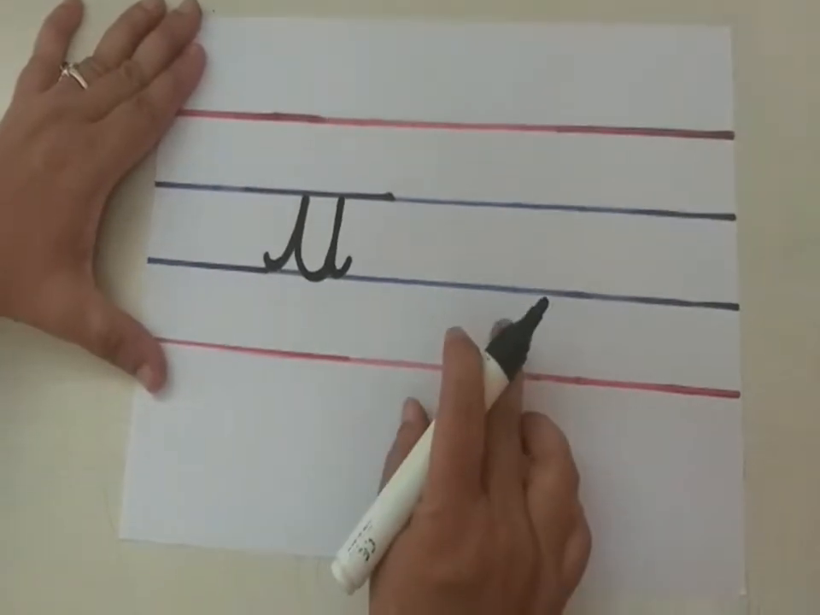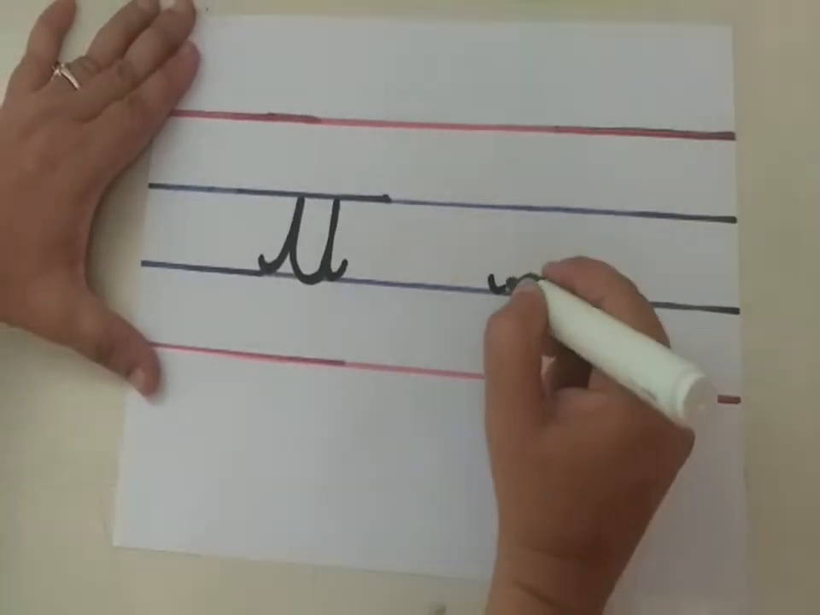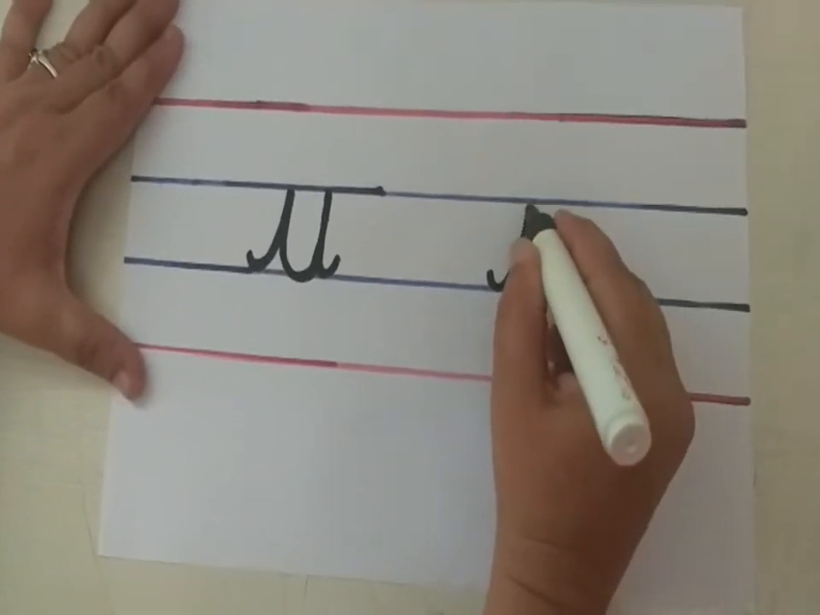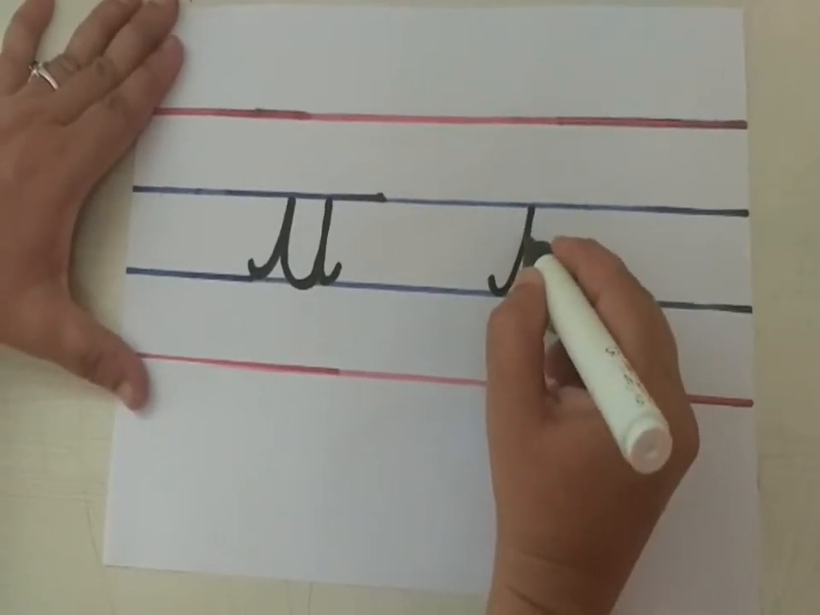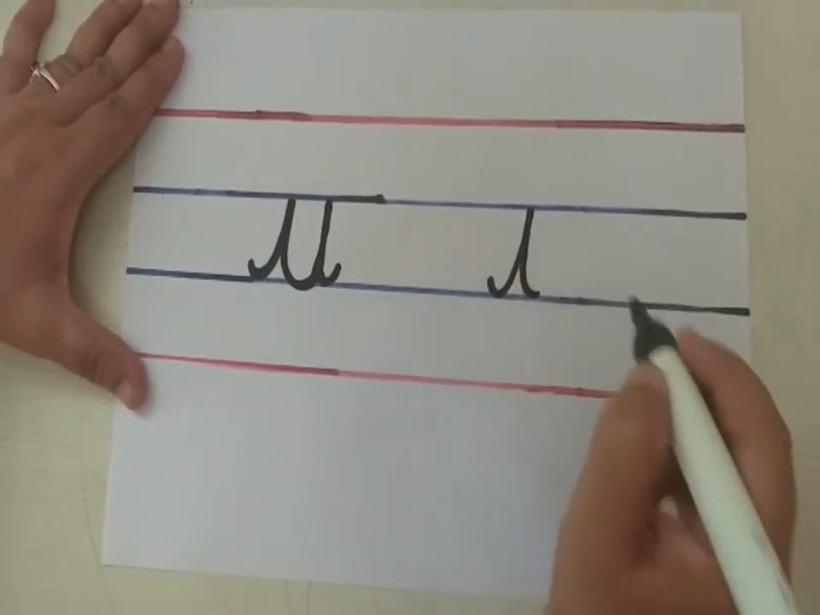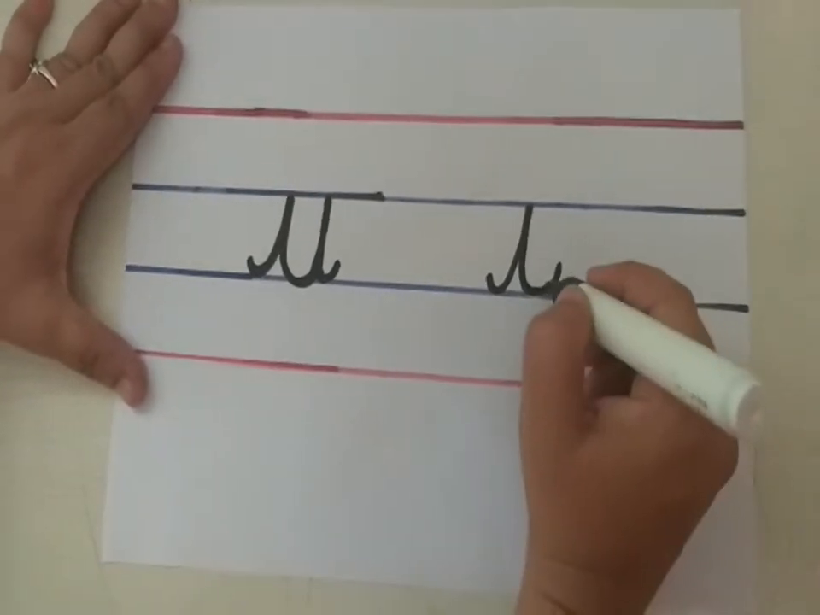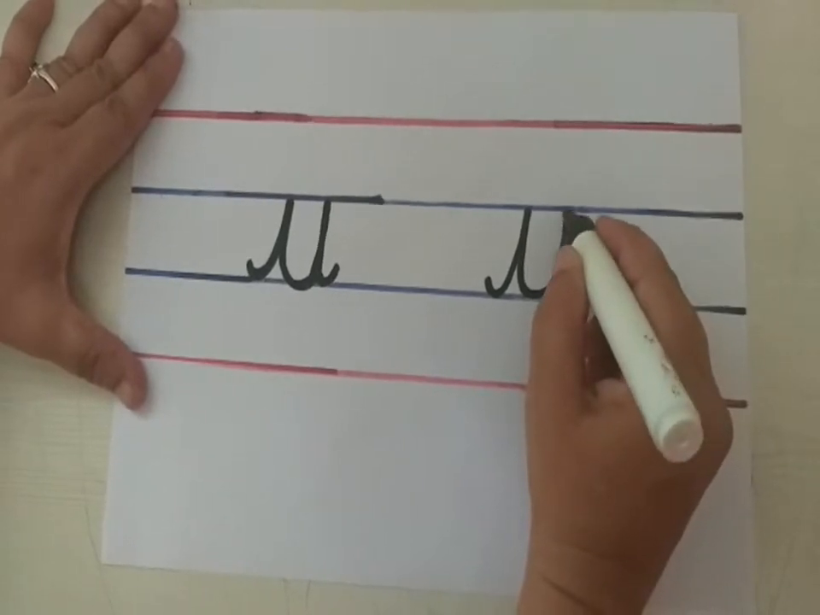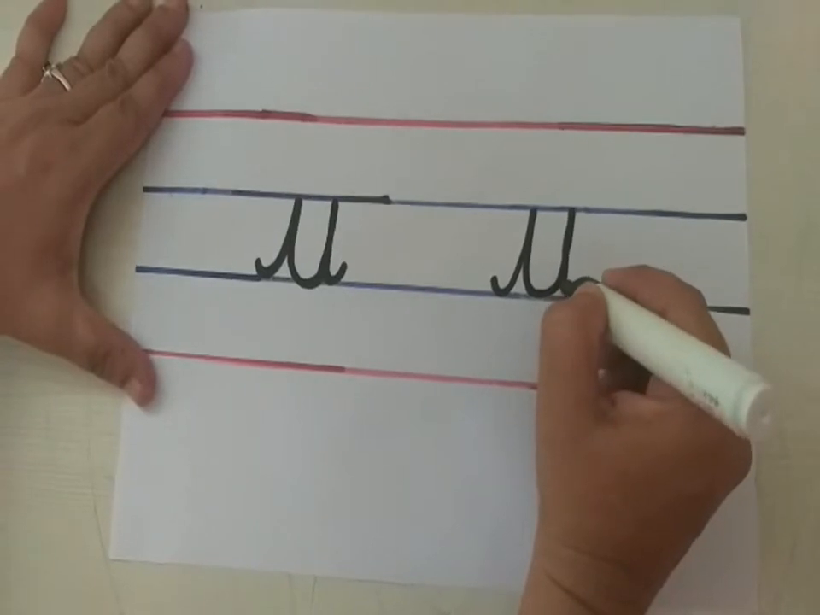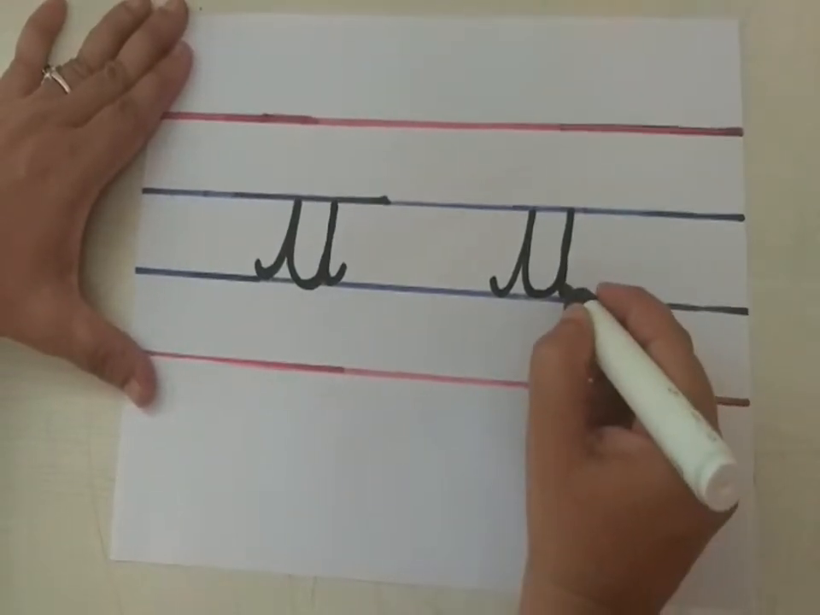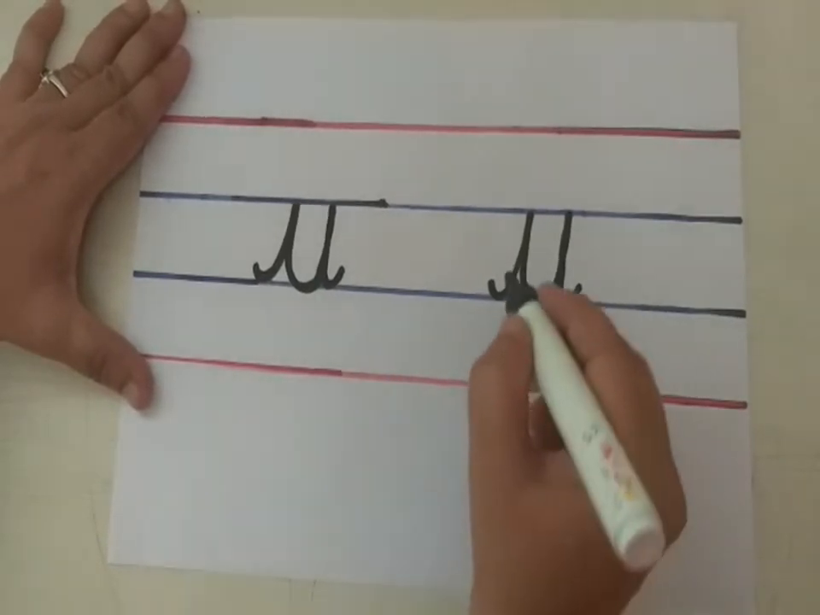Shall we write once again this sign? Yes, take a small curve. Go up to the second blue line, slanting line, children. Come down to the third blue line. Okay, make a half curve here like that. Okay, now again go to the second blue line. Come down to the third blue line and make a small curve. Small cursive U.